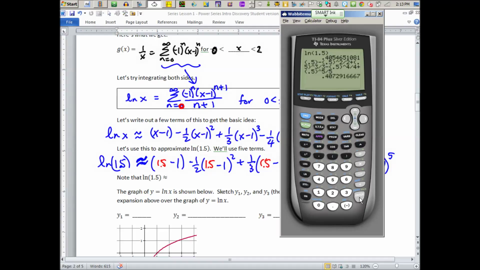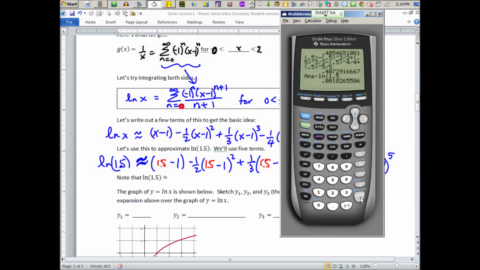Look at that, 0.40729. So what is my error? If you subtract off ln 1.5, you can see we are within 2/1000ths of the correct answer. Our absolute error here is only 0.0018. Pretty accurate considering the fact we only used 5 terms here.